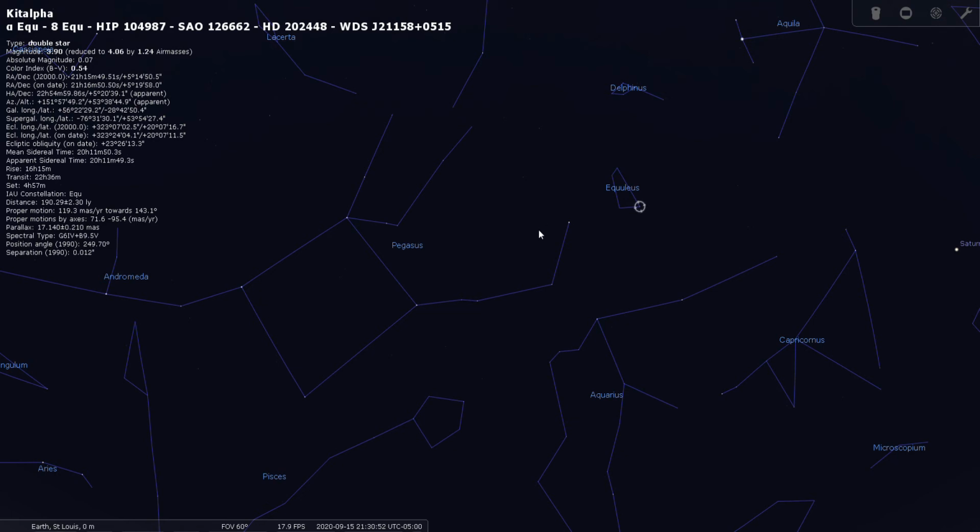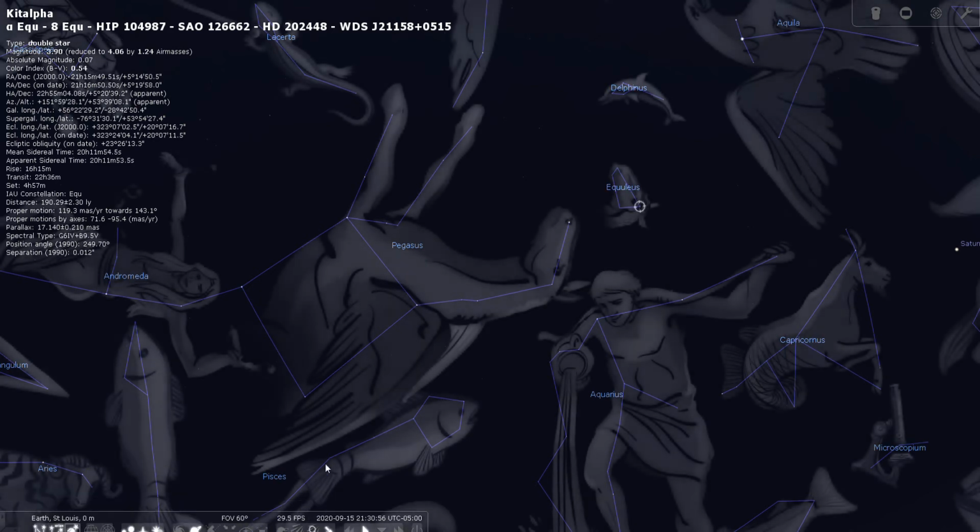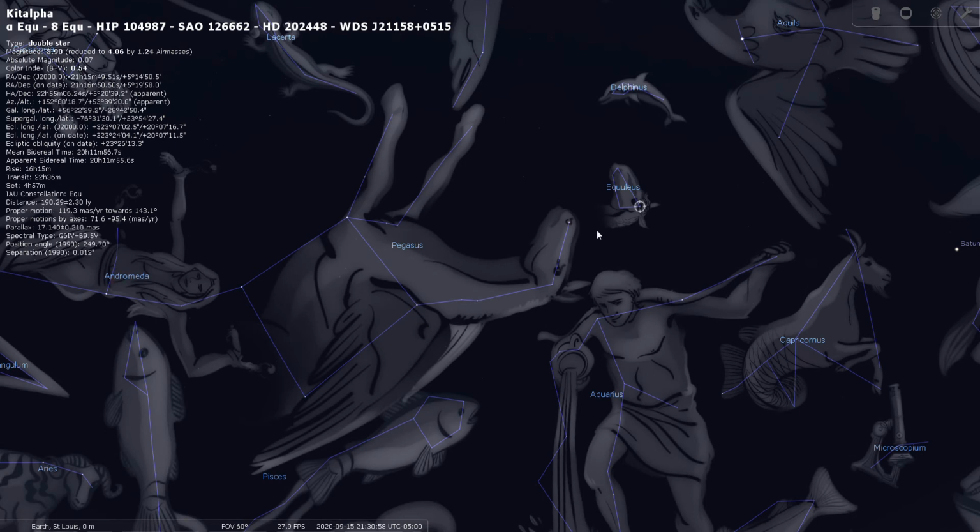Let's have a look at the mythical figures. I sort of think of it as a second horse here to Pegasus. You've got the winged horse of Pegasus here, and then you have an extra horse head. So I guess there weren't enough horses in this part of the sky, so they just threw another horse head out there. I don't get it. I'm sure there's some history to it. But anyway, this part of the sky is Equuleus.